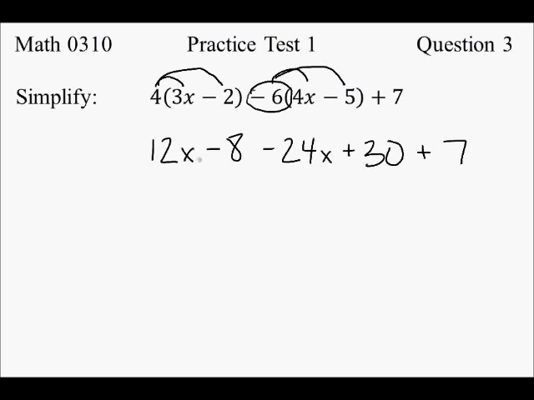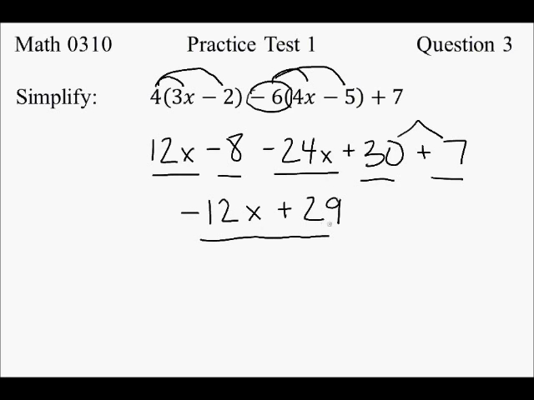So now we have some x terms and some constant terms. So we look at the x terms, 12x minus 24x. 12 minus 24 would give us a negative 12x. And then we want to combine these here. Negative 8 plus 30 plus 7. If we think of these two together first, 30 plus 7, that would give us a positive 37 there. And then when we subtract 8 from positive 37, we would get a plus 29. So our answer there, negative 12x plus 29, and that is answer choice A.